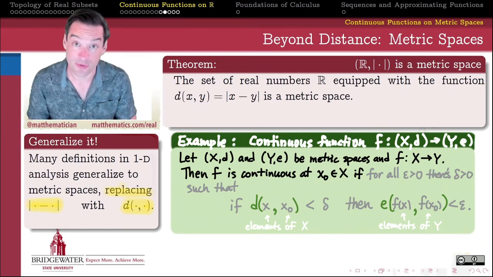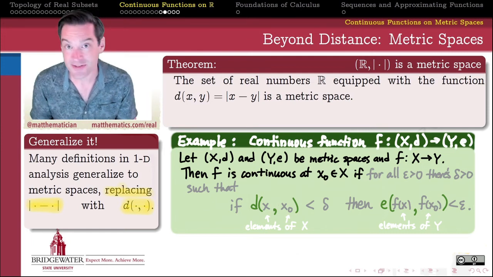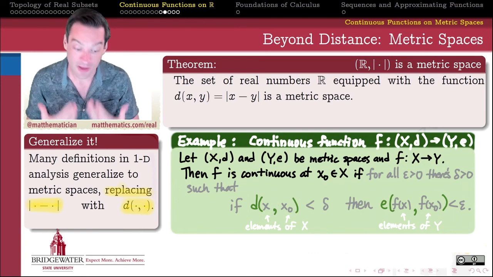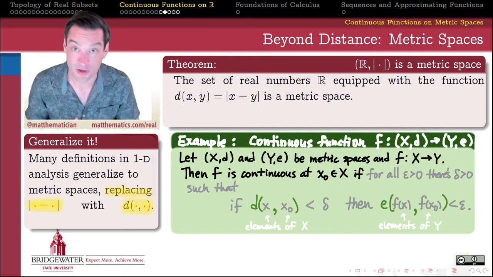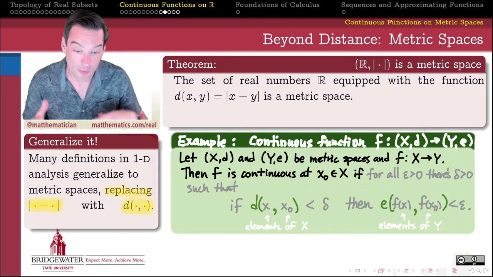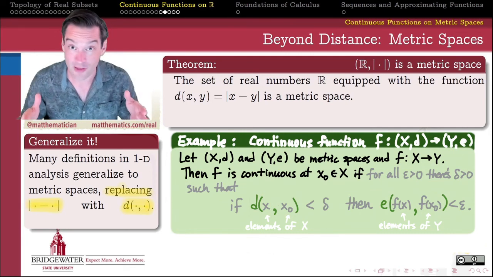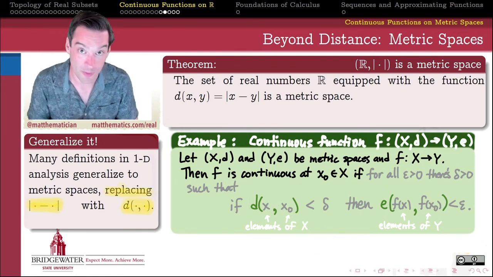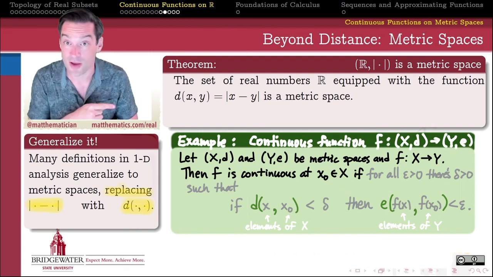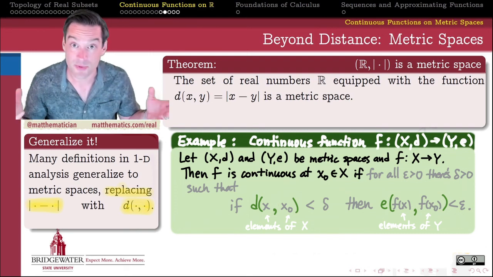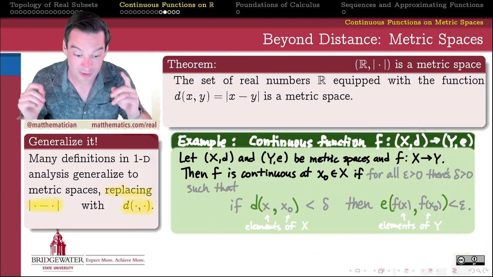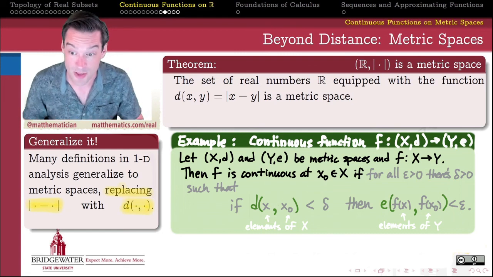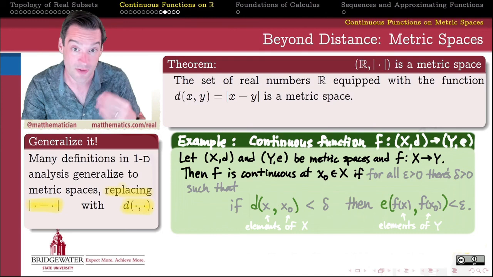And just by trading out those absolute values of differences for metric distances, we now have a definition of what a function from one metric space to another metric space needs to satisfy in order to be called a continuous function. And in the case where both my domain and my codomain are the real numbers with the absolute value metric, this reduces down to our ordinary definition of what it means for a function of one real variable to be continuous. So this generalization process works for nearly any of the definitions that we've written down in analysis so far that have used absolute values. Right? The reason that we use absolute values is as a surrogate for measuring distance. And when we measure it in a more general fashion, our definitions can generalize pretty immediately like this.